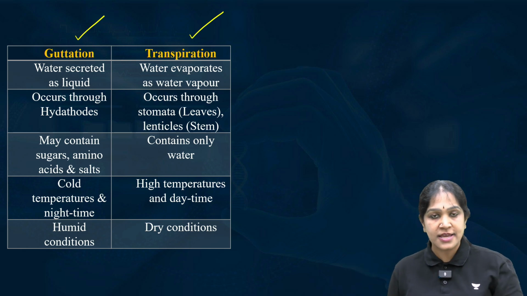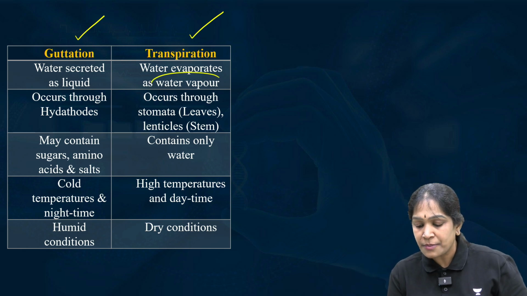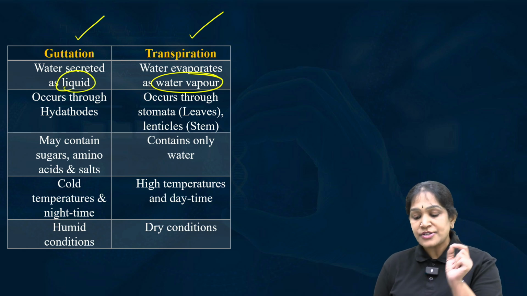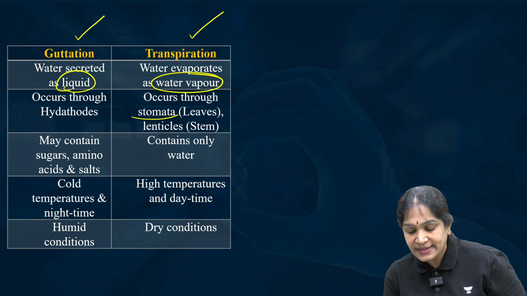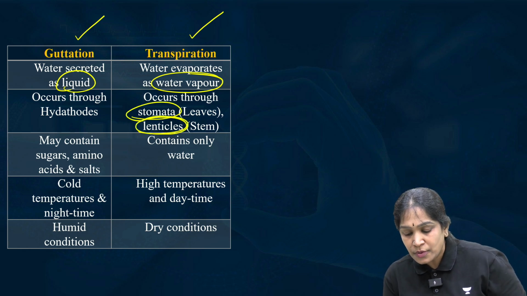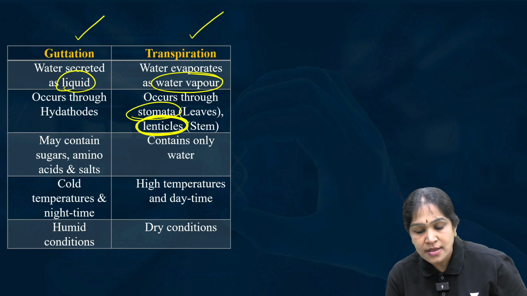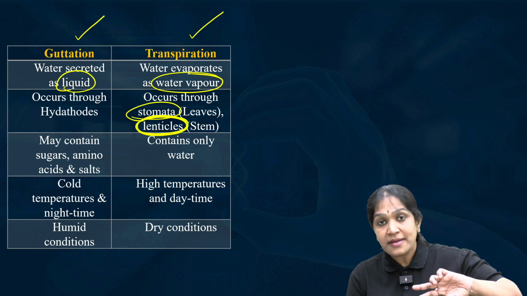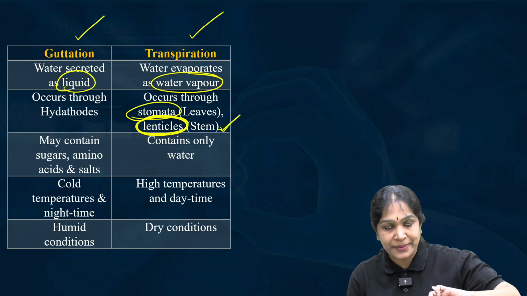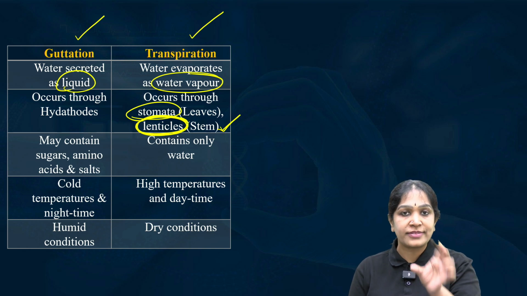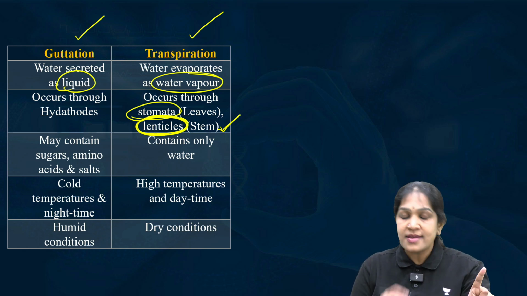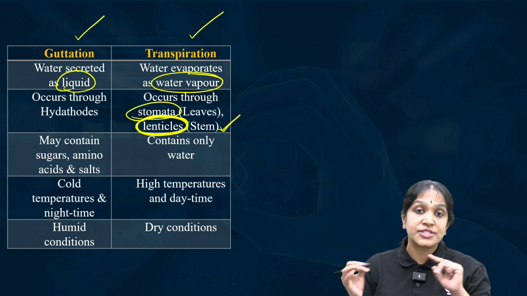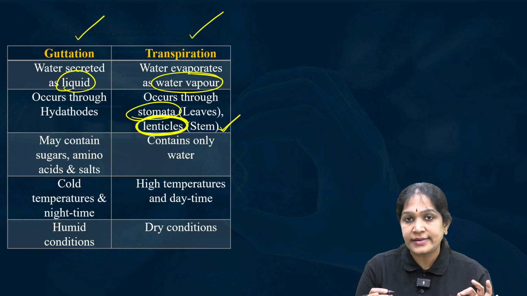But the first difference is transpiration is in the form of water vapor, guttation is in the form of liquid water. Next, transpiration occurs through stomata and lenticels. One more word, memorize the word lenticels. What are the lenticels? Lenticels are the stomata present on the stem. It means if the pores are present on the leaves, they are called stomata, and if the pores are present on the stem, then they are called lenticels.